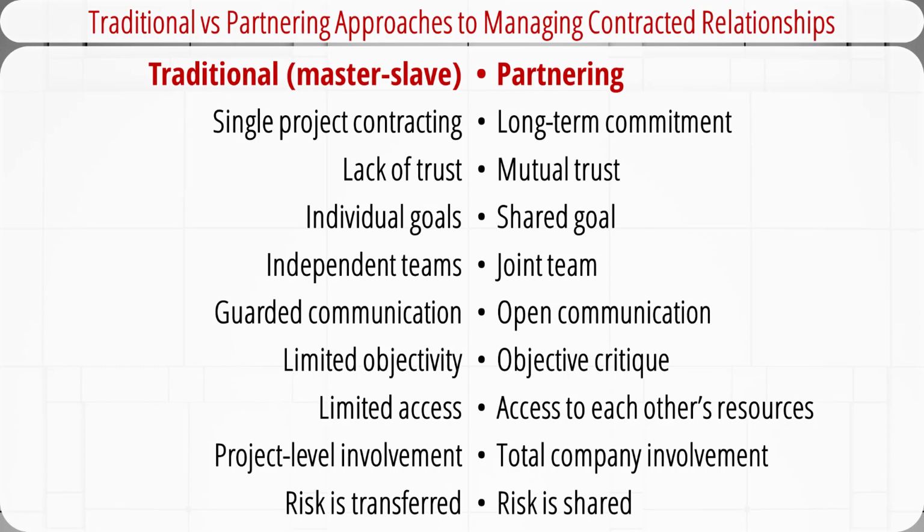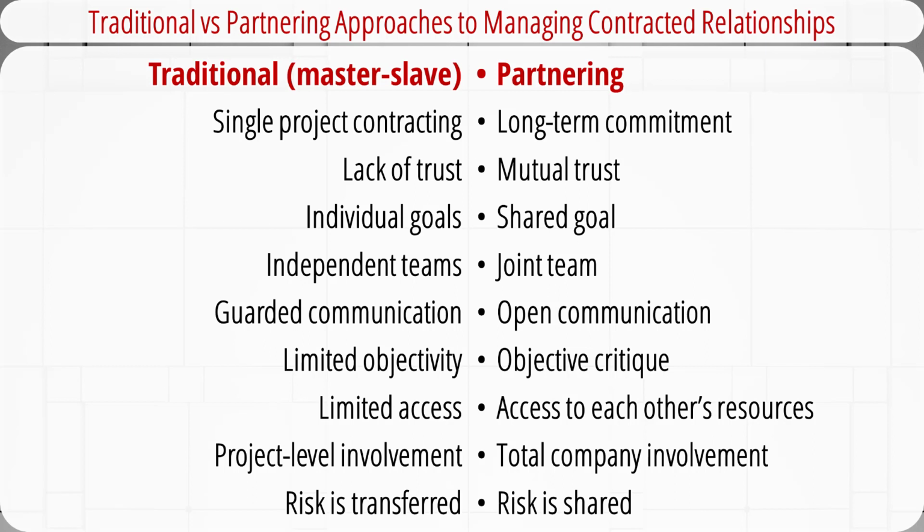The project team and contractors are independent and spatially separated with managed interactions. Communications are structured and guarded. Critique objectivity is limited due to lack of interest, fear of reprisal, and lack of continuous improvement incentive. The organization and the contractors don't have much access to each other's resources. Project involvement is normally limited to project-level personnel, with no involvement of other staff in the organization. Risk is transferred from the organization to the contractors.